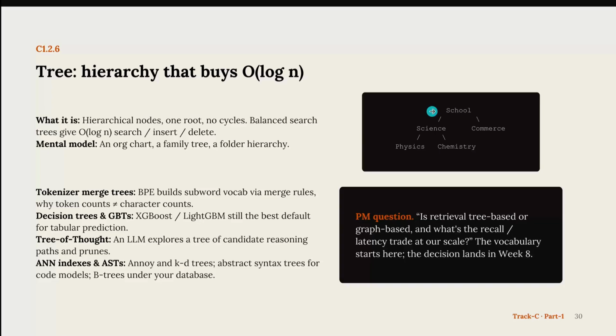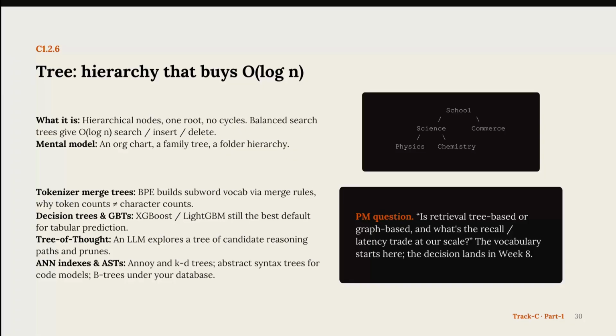Why is this important? Because tokenizers merge trees. We're going to look at this in the upcoming slides. For example, byte pair encoding that we use to build vocabularies uses these merge rules to build the whole embedding. And that's why token costs are not equal to character counts. Number of characters does not mean the token count. Sometimes a big word can have a smaller token count, and sometimes a smaller word can have a bigger token count as well.